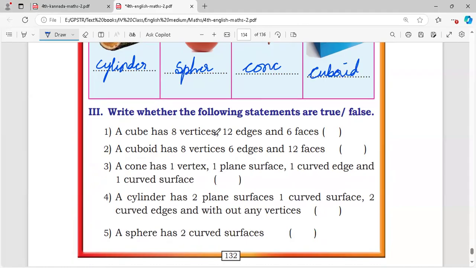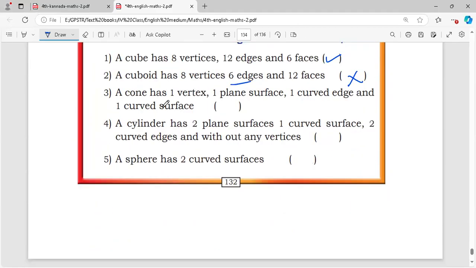Write whether the following statements are true or false. A cube has 8 vertices, 12 edges, and 6 faces. This is right. We saw a cube has 8 vertices, 12 edges, and 6 faces. A cuboid has 8 vertices, 6 edges. They have given 6 edges. Therefore, this is wrong. It also has 12 edges and 6 faces.